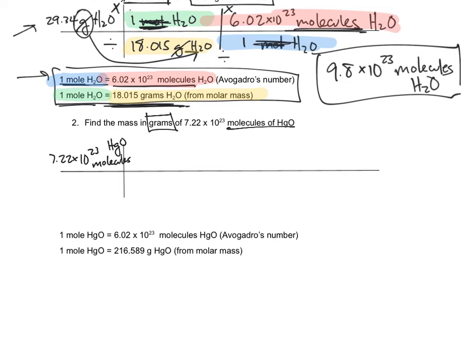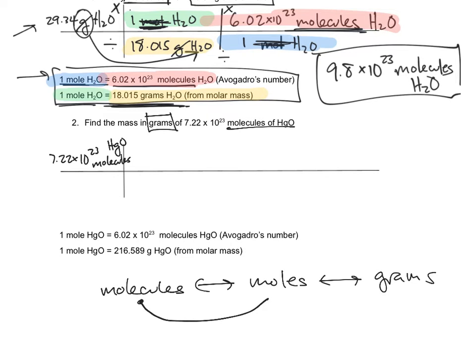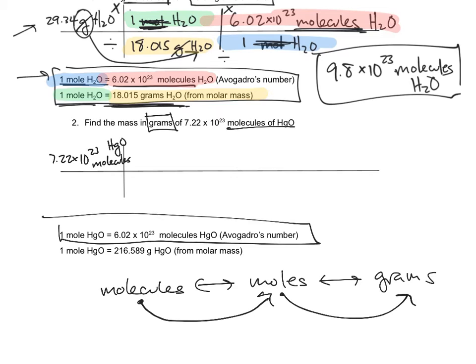And if we follow the roadmap that was up there, which I'll write out again down here, molecules, moles, and grams. We're starting at molecules. We're going to have to go to moles. And then we're going to have to go to grams. So our first conversion goes from molecules to moles. That uses Avogadro's number, this conversion here.